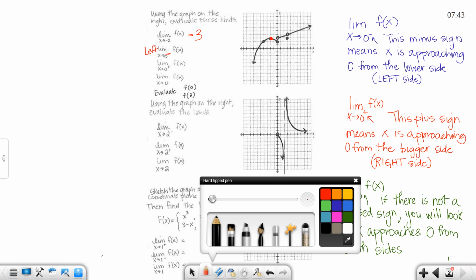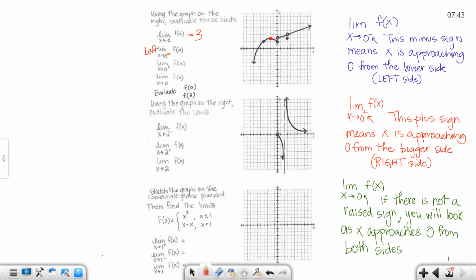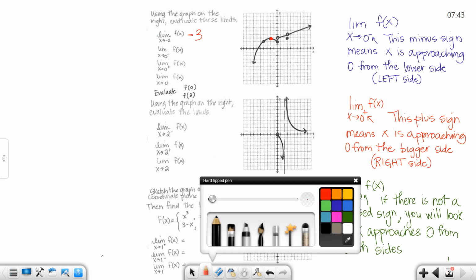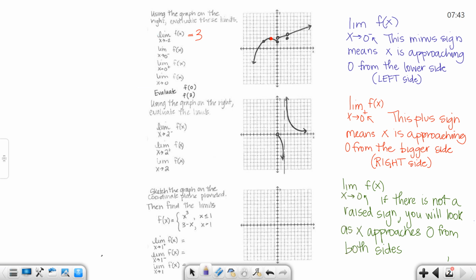Let me change those colors just a second so that they match my colors on the left. All right, here we go. Now then, let's try this one more time.